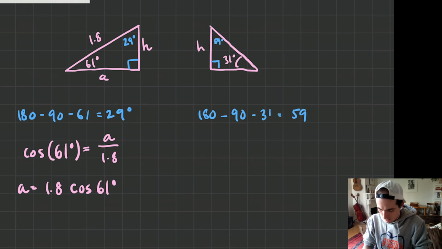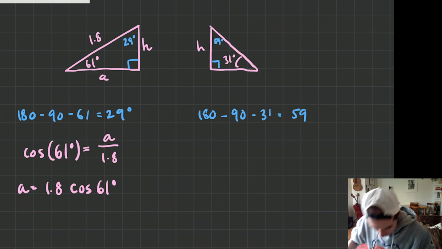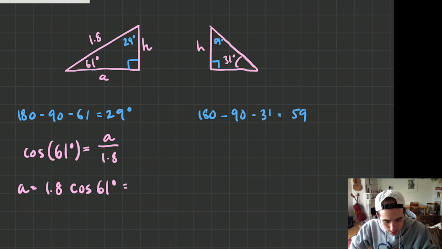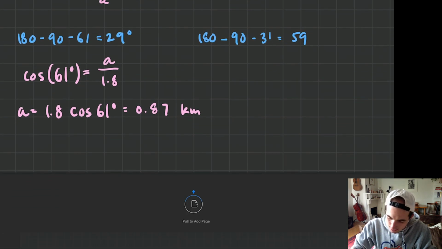So let's get our calculators out. I'll punch in 1.8 times cosine of 61 degrees. Make sure that you're in degree mode. I'm getting 0.87, and I guess this is kilometers. Okay, great. So now we've got part of this. Now let's see if we can get the other part over here. But like I said before, we need to bridge some of this information from here to here. So let's go ahead and calculate H.